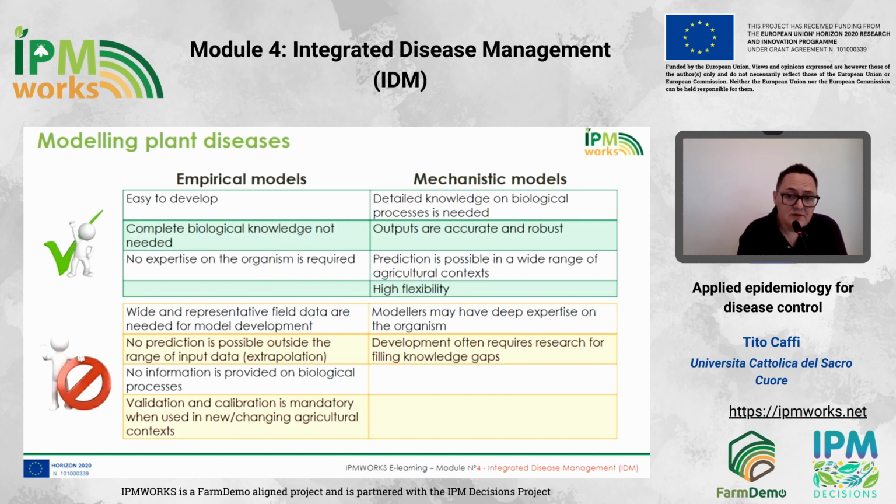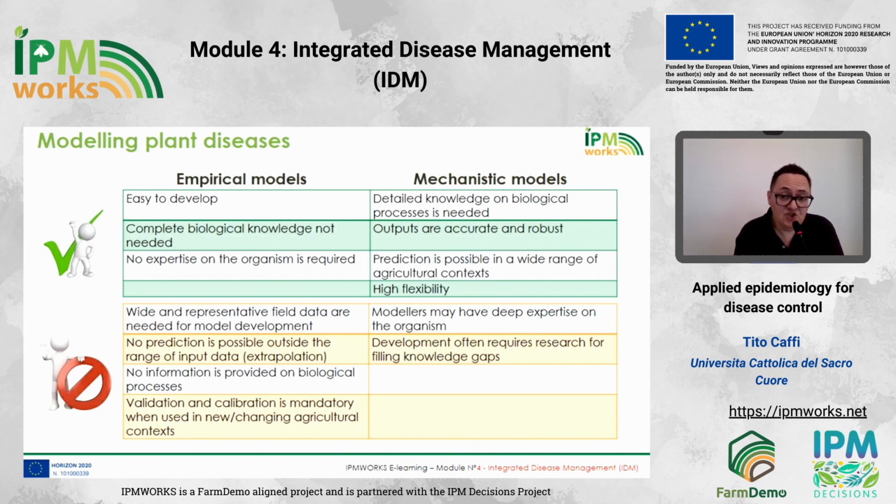An easy way of producing an empirical model is also a big constraint because no information is provided on the biological process. Yes, we don't need an expert for doing this, but no information is provided. And we always need validation and calibration. They are mandatory, of course, for every type of model.